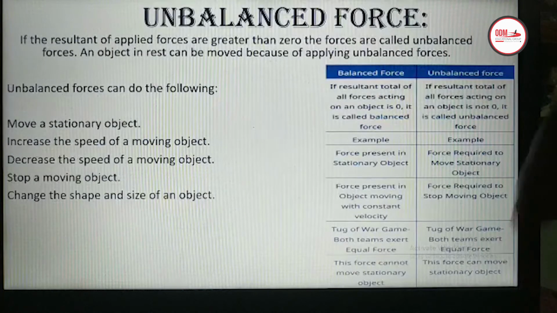This one is unbalanced force. So if the resultant of applied forces is greater than zero, the forces are called unbalanced force. An object at rest can be moved because of applying unbalanced force. So we can take one example: force required to move a stationary object. I told you when the object is stationary on a table, at that time that one is the example of balanced force. But whenever we apply some force so that the object will start to move from stationary to motion, at that time that one is an example of unbalanced force.